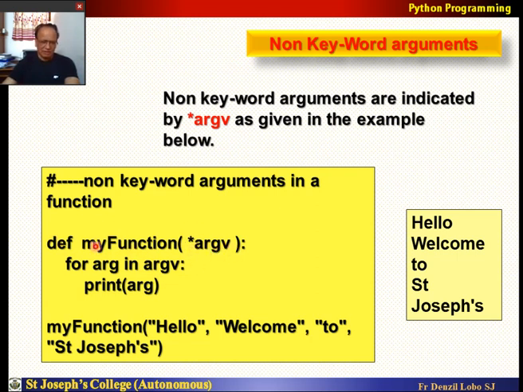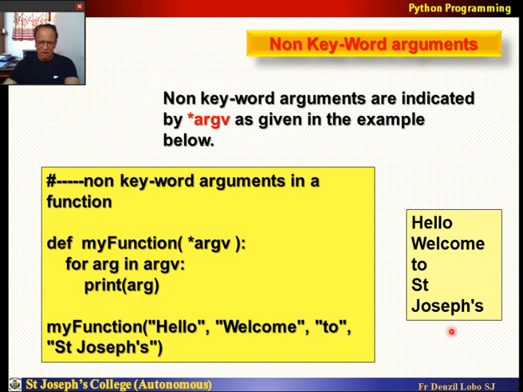For example, I have written a function here, myFunction(*argv). So for arg in argv, now this argv represents a list of arguments which we are going to pass. Then it takes each of these and prints. For example, I am saying myFunction, hello, welcome to St. Joseph's. So what does it do? It takes each of these. So this is the list. It takes the first argument, prints that, and goes on.